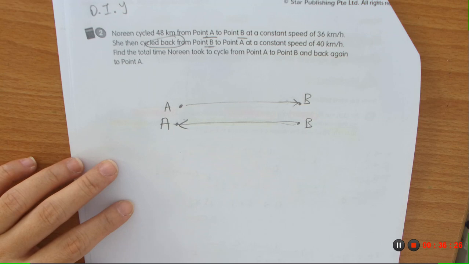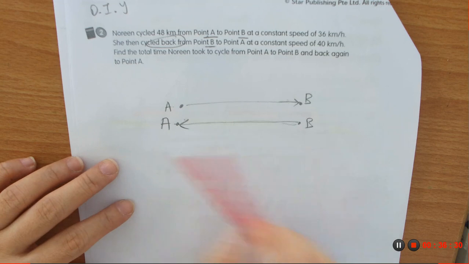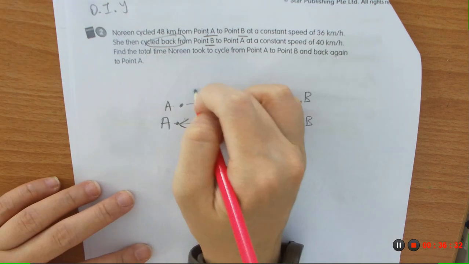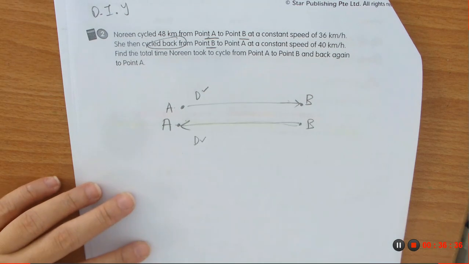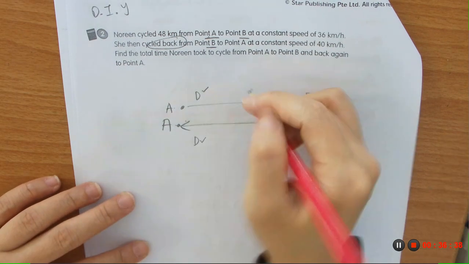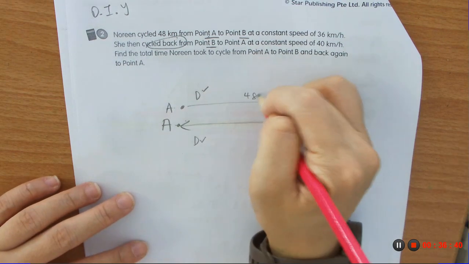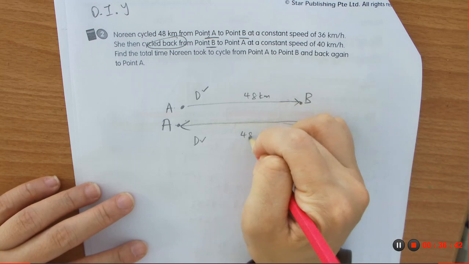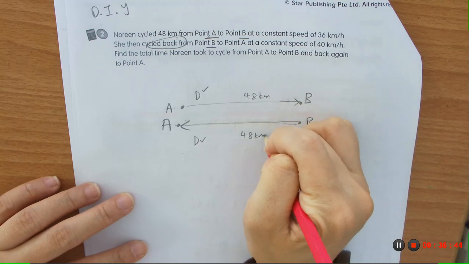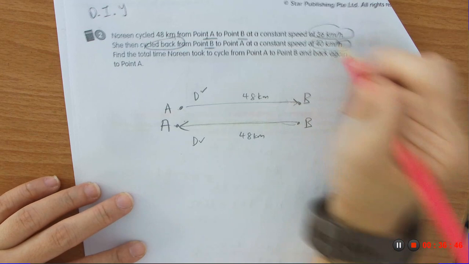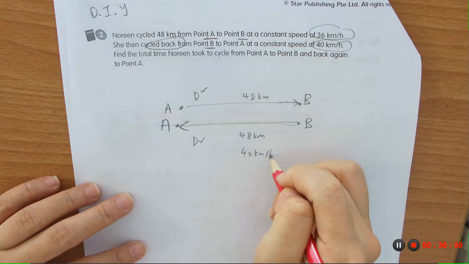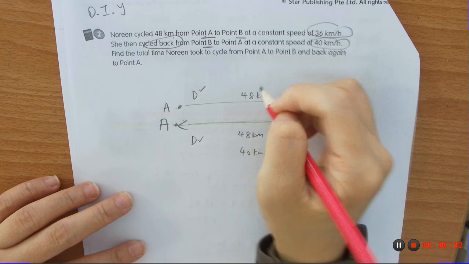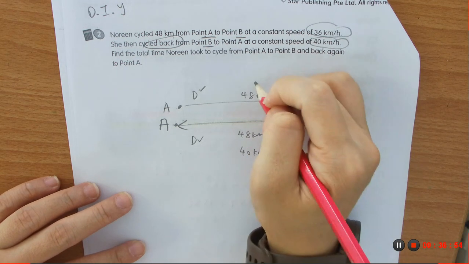It's going to be the same. A to B, B to A. It's going to be the same distance. So the distance for this is going to be the same. The distance for this is going to be the same. Yes, that's right. And you got this as 48 kilometers. But what is different is the speed. When she's going back, she's more excited. She rides faster. When she's going to B, she's going slower. Maybe she's just warming up.